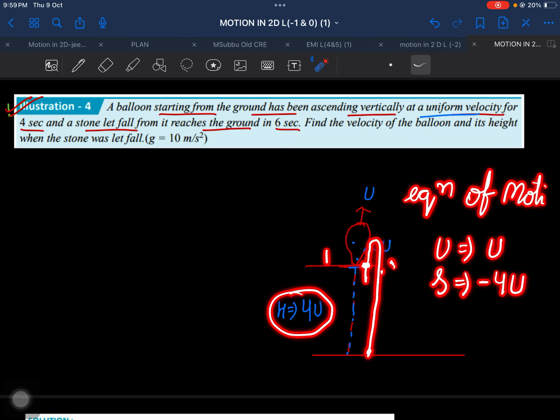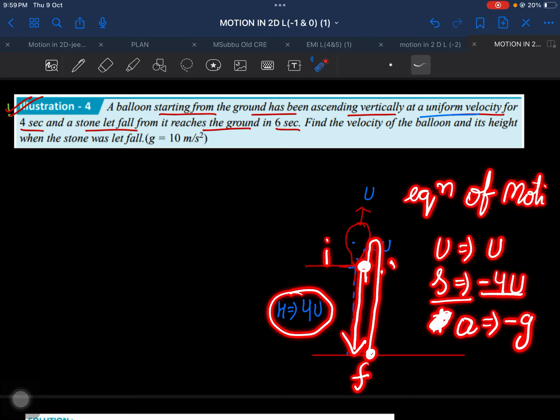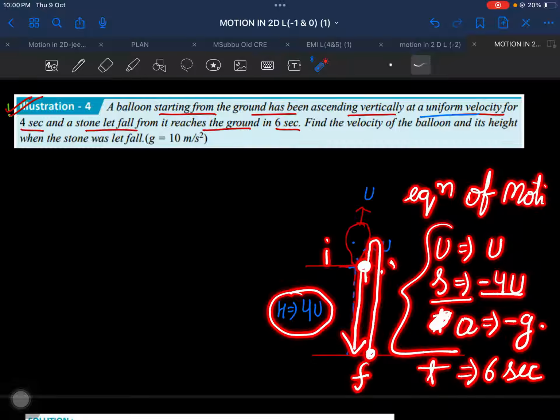This is your initial position, and this will be your final position. So the displacement here is in the downward direction, so that's why it is negative. Just check, everyone, clear? And you have to find the velocity of the balloon and its height. What else do we know? We don't know the time. We know the acceleration. What is the acceleration? It is minus g. And it is given that the stone reaches the ground in 6 seconds, so we also know the time.